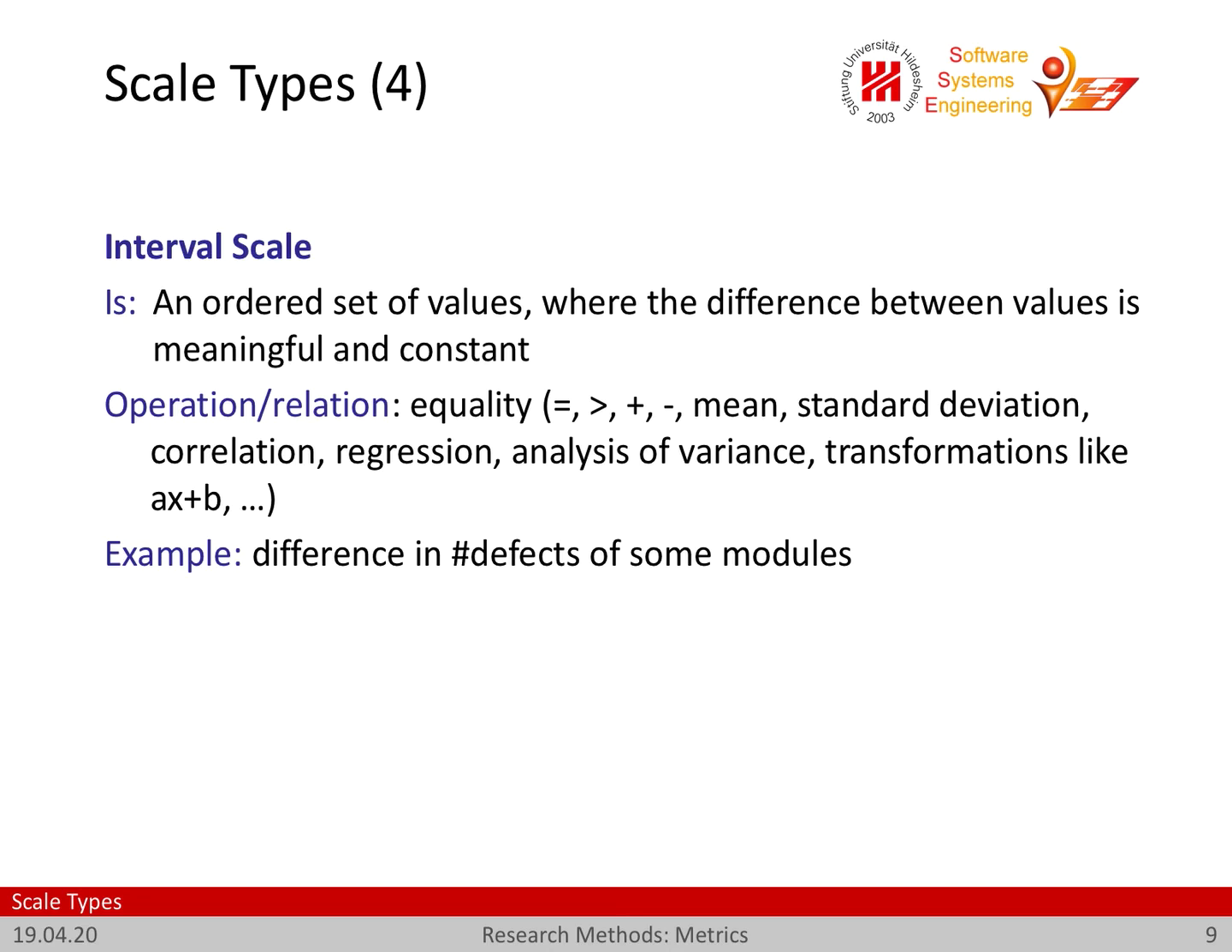Operations that are possible on the interval scale are already pretty plenty. So we have equality again. We also have ordering, meaning we can compare them. But we also have now addition, subtraction, mean. We can even do standard deviations. We can do correlation, regression, analysis of variance, transformations like linear combinations, a times x plus b, etc. All of these are correct operations on an interval scale. An example for that, beyond the Celsius scale that I just mentioned, would be a difference in defects of some modules.